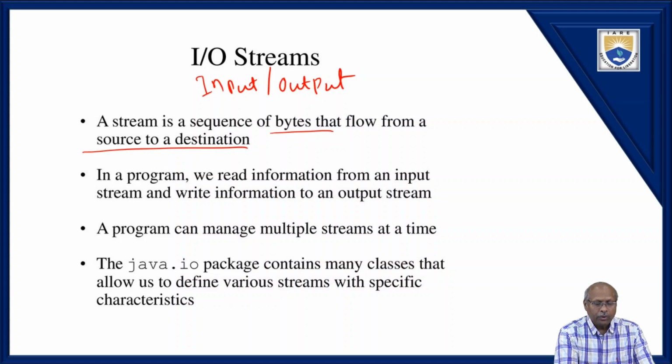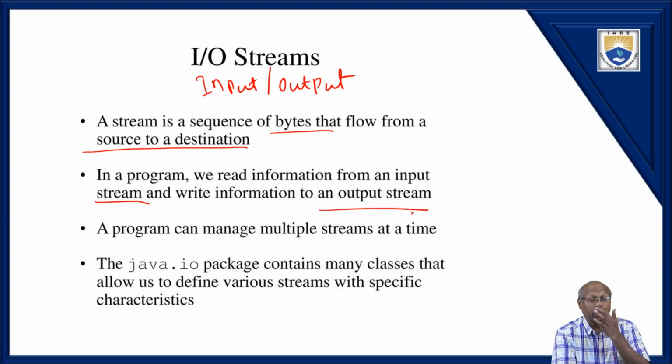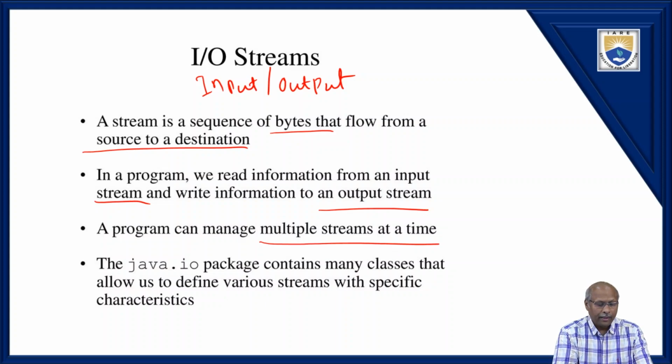In a program, we read information from an input stream and write information to an output stream. So for every program you need both streams, input stream as well as output stream. Input stream is meant for reading, output stream is meant for writing. A program can manage multiple streams at a time, so in a program you can have multiple streams.